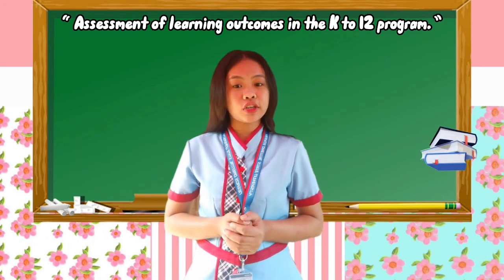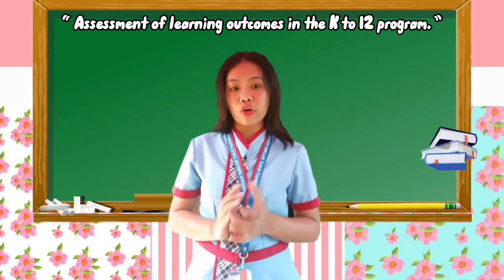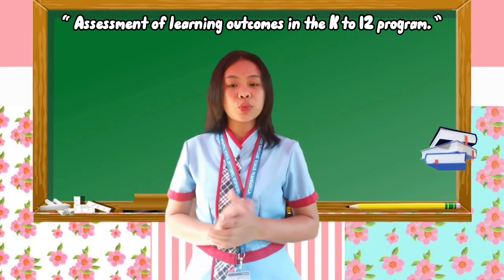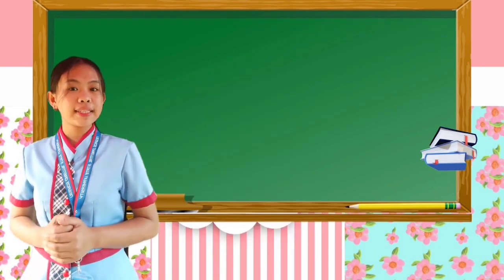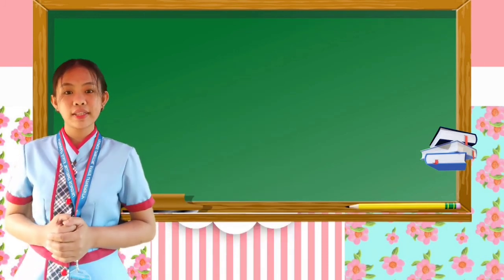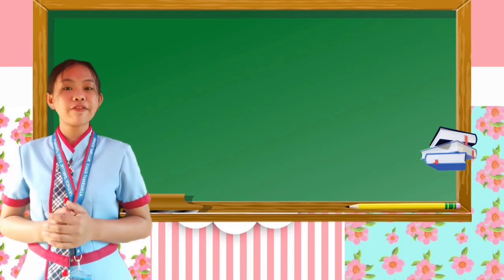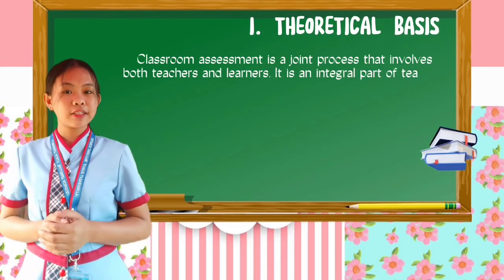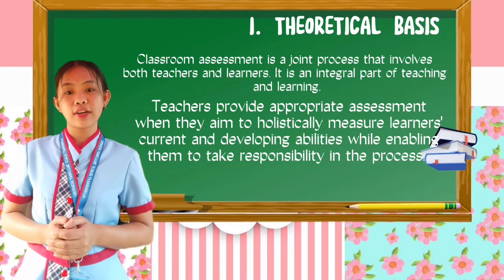It allows the teachers to track and measure learners' progress and to adjust instruction accordingly. Classroom assessment informs the learners as well as their parents and guardians of their progress. In line with the policy guidelines and classroom assessment for the K-12 basic education program, let's have first the theoretical basis. Classroom assessment is a joint process that involves both teachers and learners.